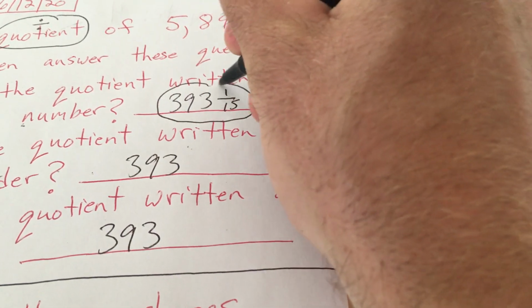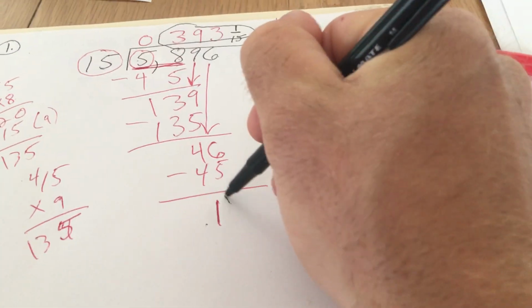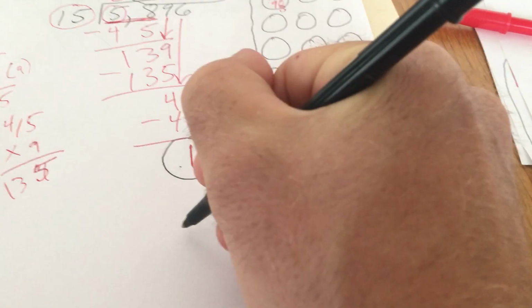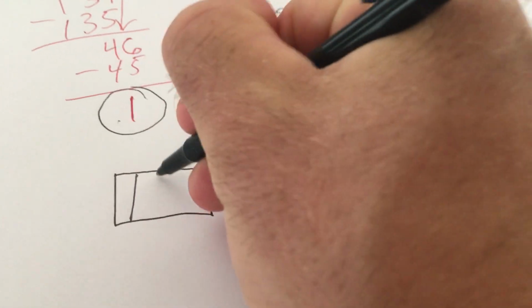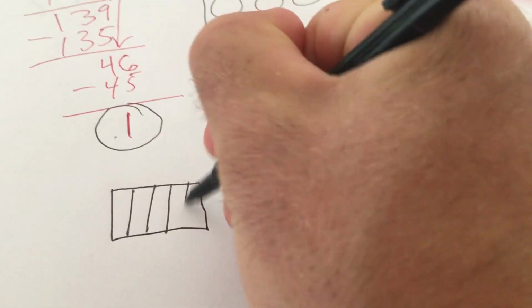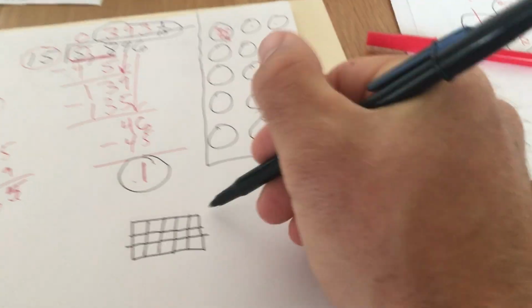393 and 1/15 written as a mixed number? Yes. Basically, we take this last remaining 1, so I'm going to draw a picture of 1, and split it into 15 equal groups, say 1, 2, 3, 4, 5, and then we'll make 3 groups this way. That would mean 1/15 would go into each group, right?